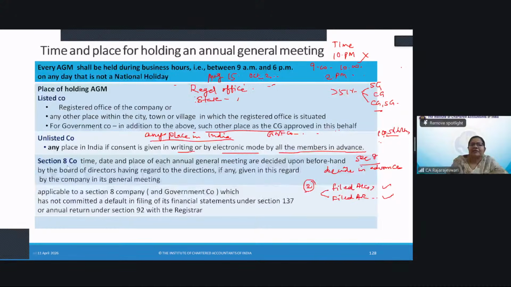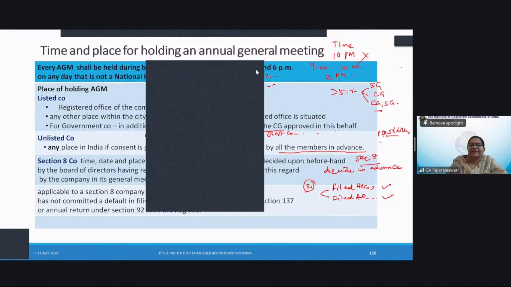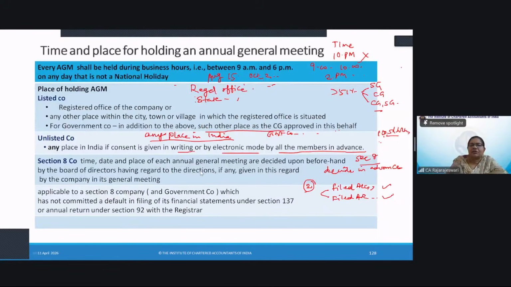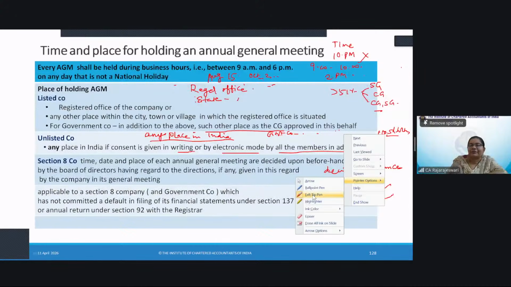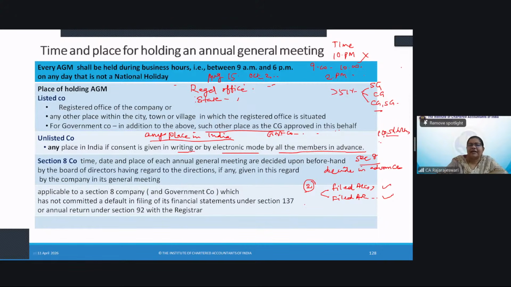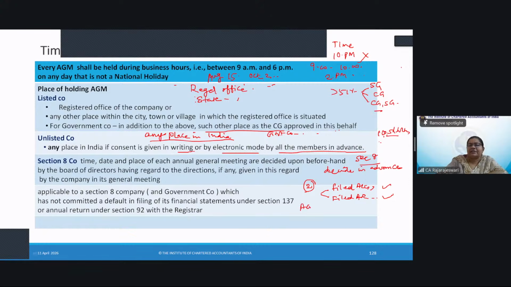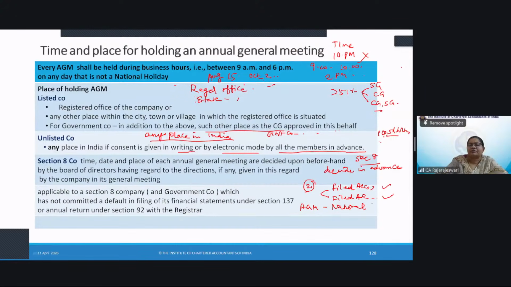It is a charitable organization, right? It's a not-for-profit organization. So national holidays, definitely it cannot hold. It cannot hold a general meeting on a national holiday. For every company, it cannot hold its AGM on a national holiday. It's not possible. You cannot have an annual general meeting, even if it is a Section 8 company, on a national holiday. Definitely not possible. Even the adjourned meeting, we don't hold it on a national holiday.